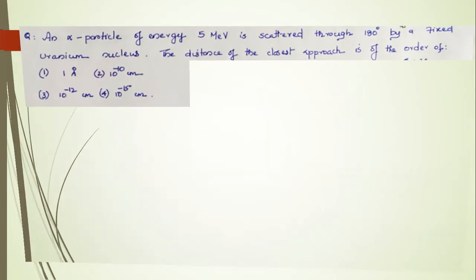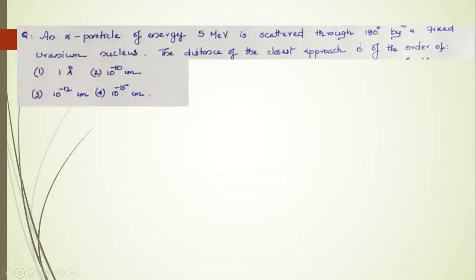So we can move on to one good question. An alpha particle of energy 5 mega electron volt is scattered through 180 degrees by a fixed uranium nucleus. The distance of closest approach is of the order of, so that is the question. We have to equate the kinetic energy of the movement to the potential energy there. That is K Q1 Q2 by R. So R is equal to K Q1 Q2 divided by half m v square. So we can substitute.